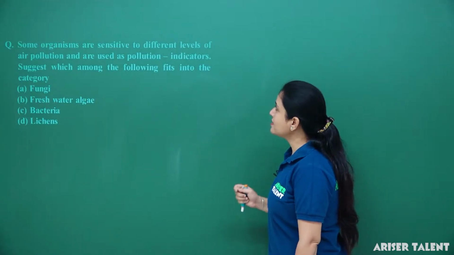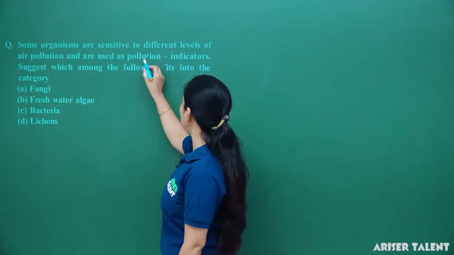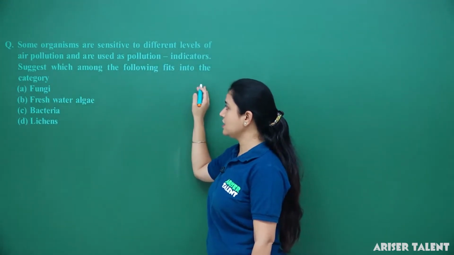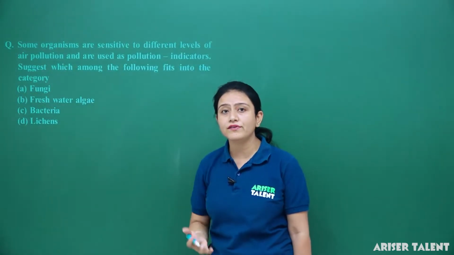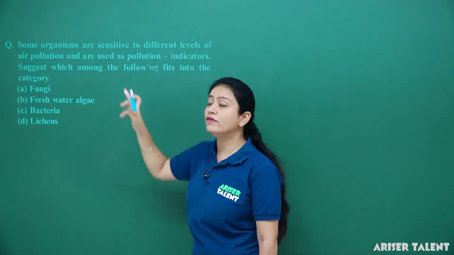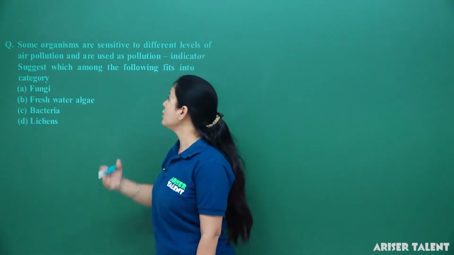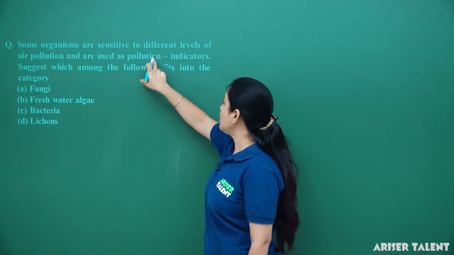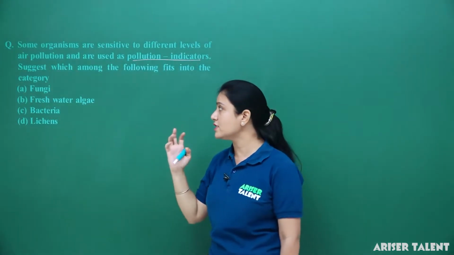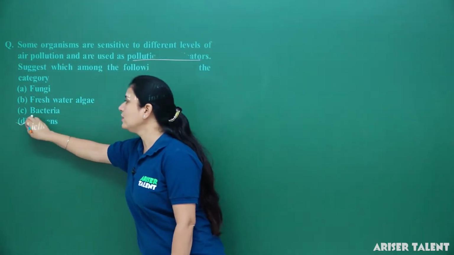Some organisms are sensitive to different levels of air pollution and are used as pollution indicators. Suggest which among the following fits into the category. Now, what are the features? Features are that they are sensitive to different levels of air pollution. Whatever the level of pollution is, they are sensitive to air pollution and are used as pollution indicators. These are the features. So now what kind of plant are they? They are kept in the category of lichens.